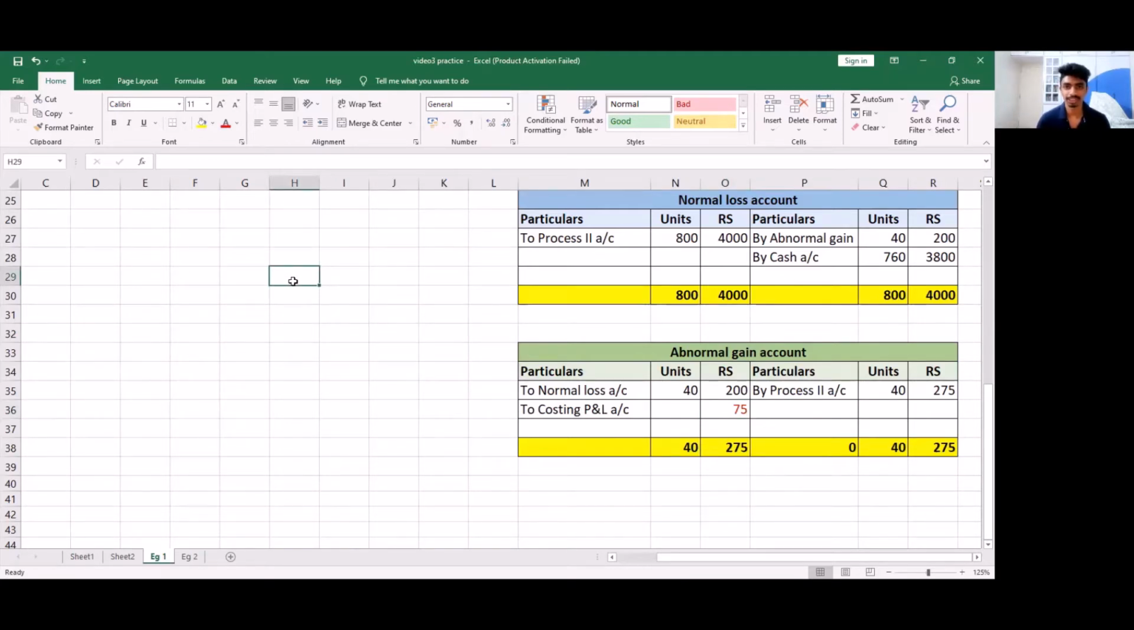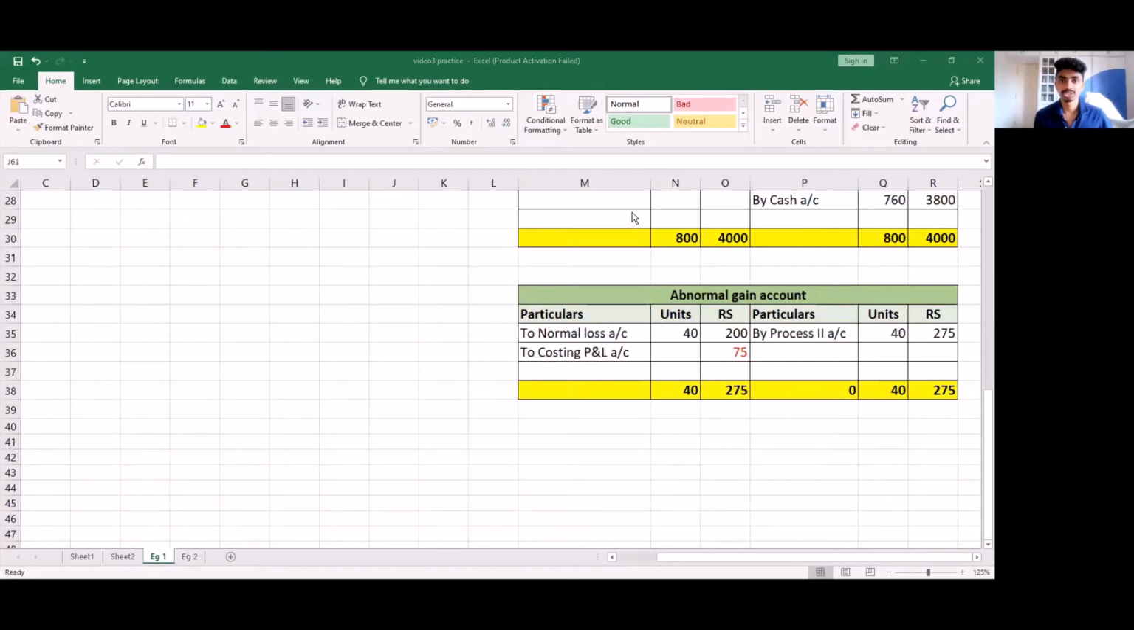our first question. In our first question, we have covered how to prepare the normal loss account and the abnormal gain account. But stick around for the second question because now we will see how to prepare the abnormal loss account. We will also see what happens to the normal loss account when there is an abnormal loss and an abnormal gain. And finally, we will learn how to prepare the costing profit and loss account. So this is our second question.